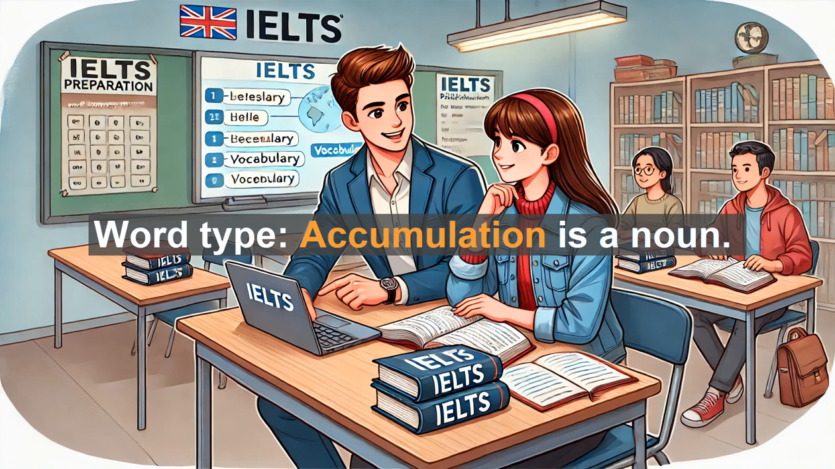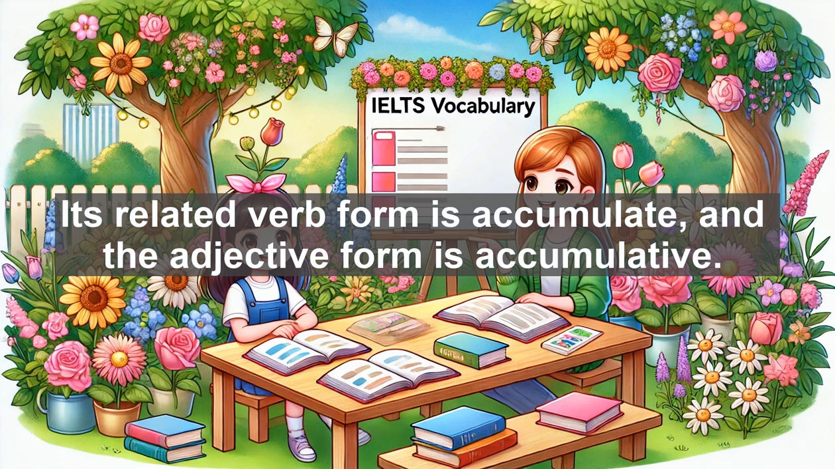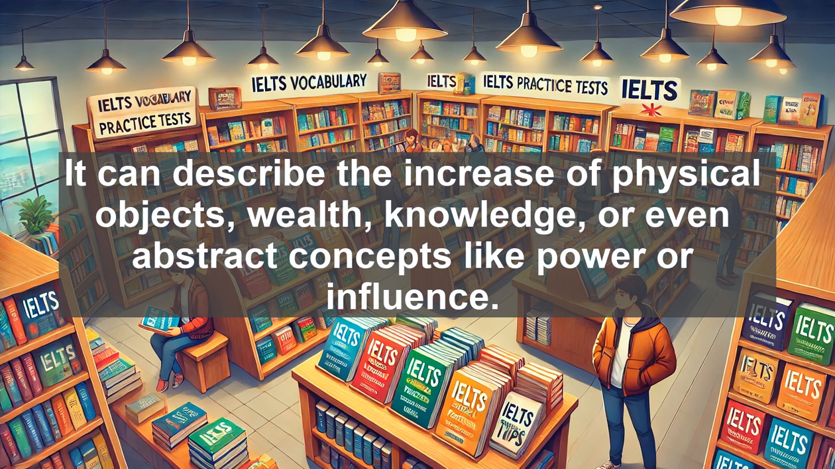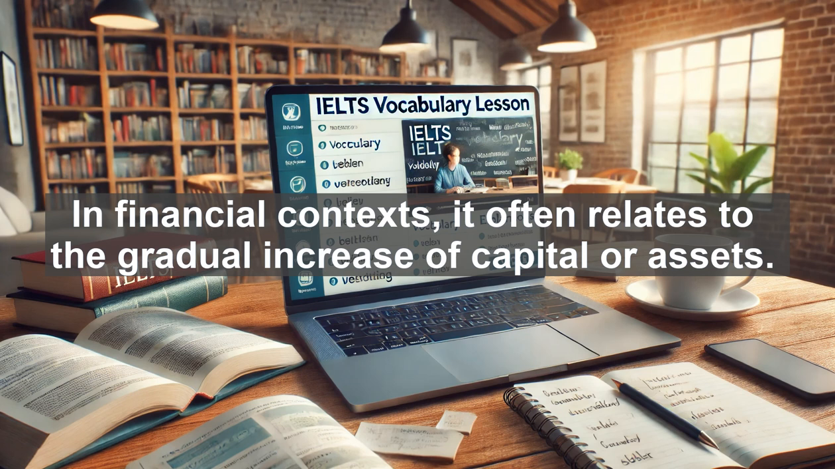Word type. Accumulation is a noun. Its related verb form is accumulate, and the adjective form is accumulative. Accumulation refers to the process of gradually gathering or acquiring more of something over time. It can describe the increase of physical objects, wealth, knowledge, or even abstract concepts like power or influence. In financial contexts, it often relates to the gradual increase of capital or assets.